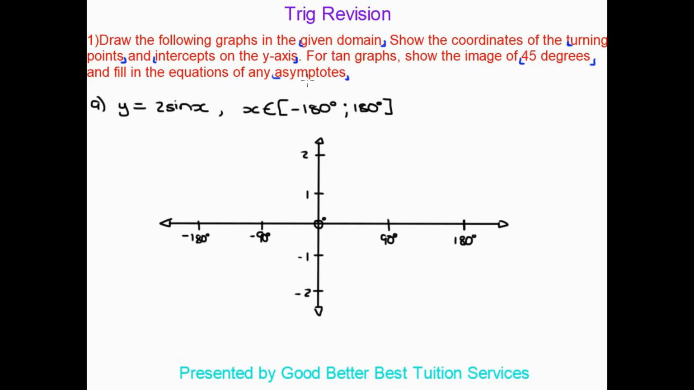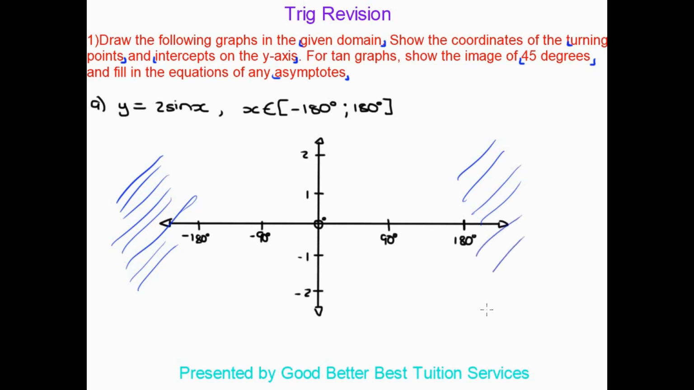Okay, so let's have a look at our first question here. It says y equals 2 sine x, and then the domain they give us here is x is an element of minus 180 degrees to positive 180 degrees. So you can see I've already gone ahead and drawn the Cartesian plane. What this domain limit basically means is that when we get to 180 degrees we cannot do any graph on the left hand side of minus 180, and we cannot do any graph on the right hand side of 180 degrees. So we are confined to the space in between the two 180 degrees.